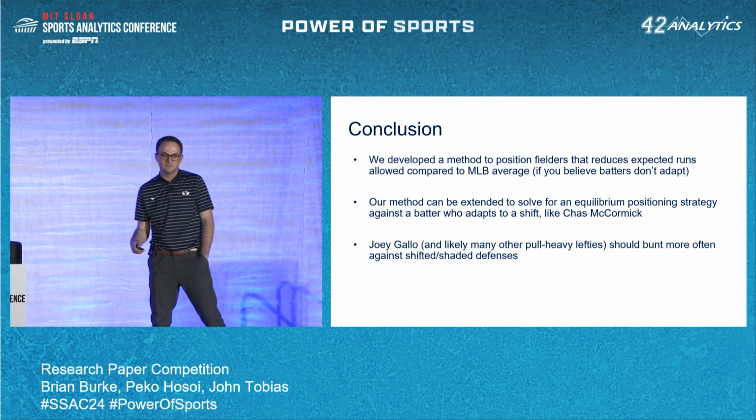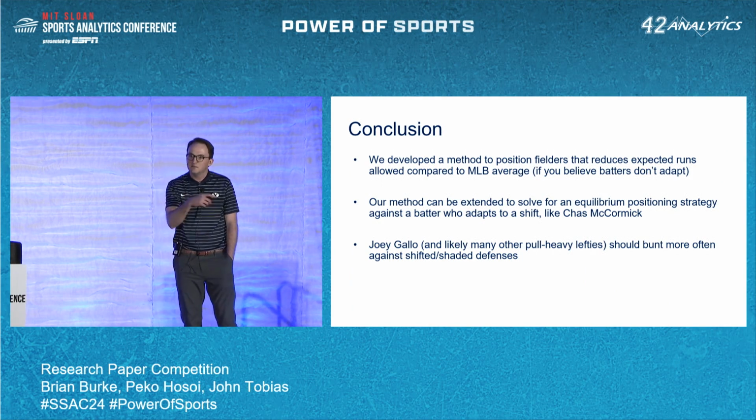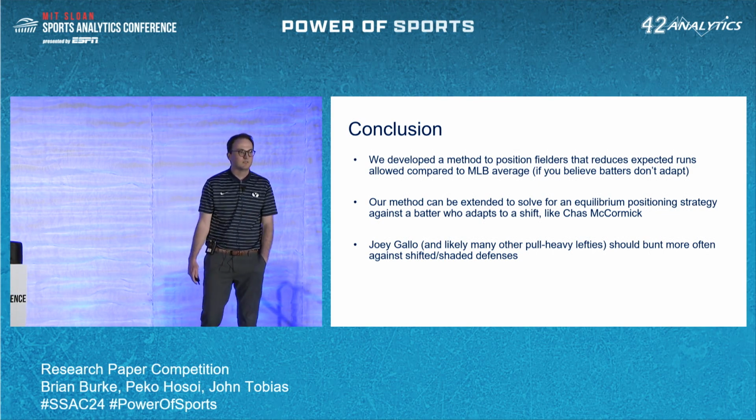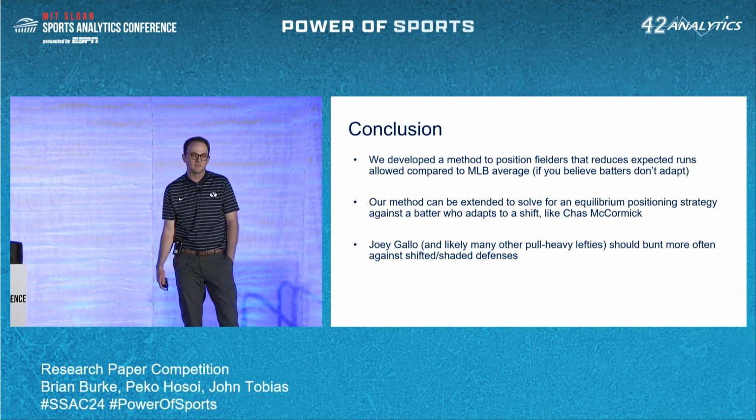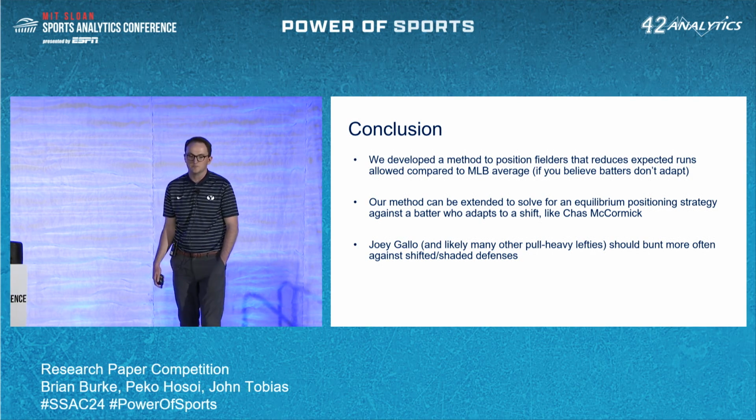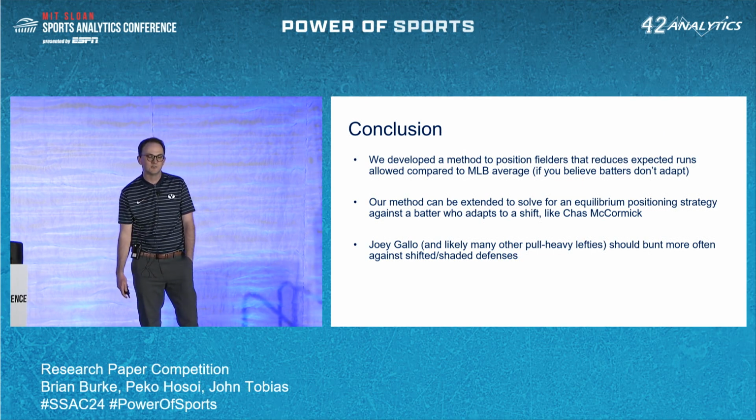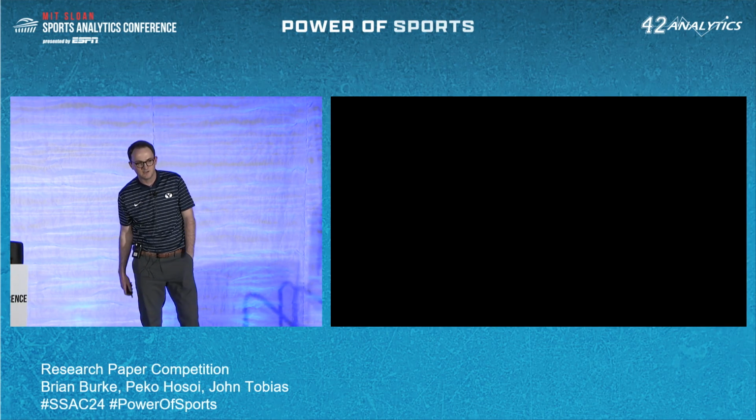But to wrap things up, if you're among the many people who didn't raise their hand earlier and you believe that hitters don't adapt based on what fielders are doing, then we came up with a method to position fielders that's going to reduce expected runs allowed compared to MLB average. If you are one of the brave souls who raised their hand and you think that some hitters might adapt, we also came up with a solution to find an equilibrium positioning strategy against adaptable hitters like Chas McCormick. And then my final conclusion, which I'm actually nervous to say out loud, it's very controversial, but I think Joey Gallo should bunt way more often. And that's everything I have. Thank you.